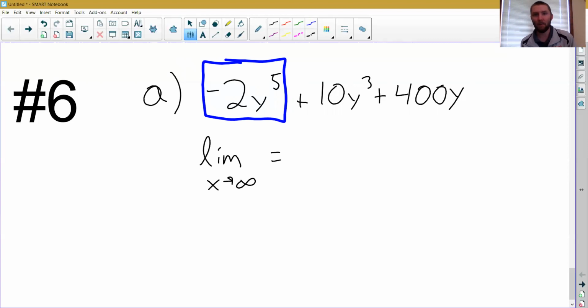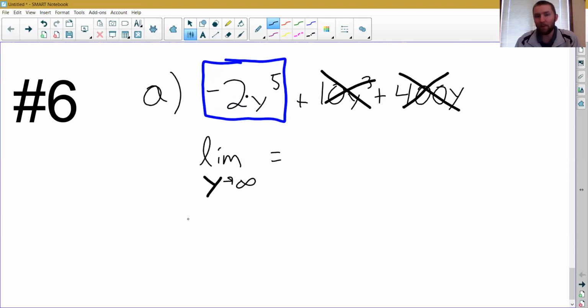Besides the dominant term, I care about nothing, which means I don't care about 10y to the third, and I don't care about 400y. So if I want the limit as x approaches infinity of negative 2 times y to the fifth, well, I just think of, okay, I should actually have this be the limit as y approaches infinity, not x. My fault there. Limit as y approaches infinity.